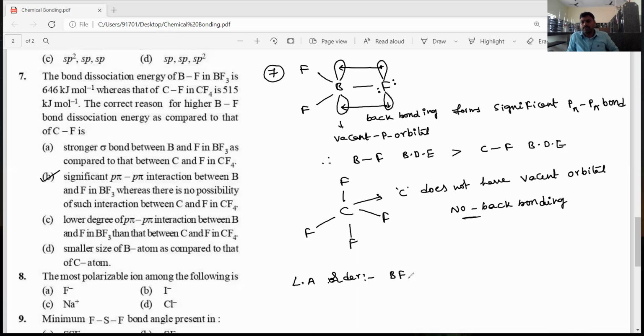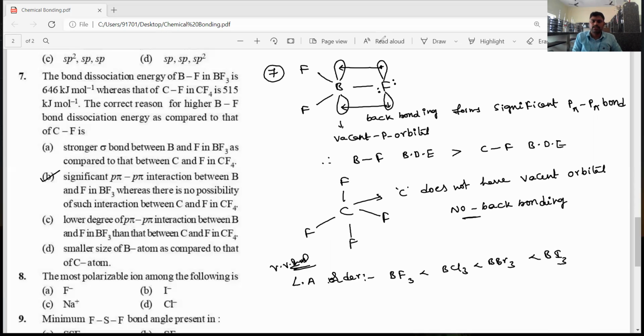In BF3, the back bonding between fluorine and boron is very strong. That's why the electron density on the boron atom increases. Due to increased electron density, the accepting tendency decreases, so the Lewis acidic strength decreases: BF3, BCl3, BBr3, BI3. The back bonding concept is very, very important, dear students.